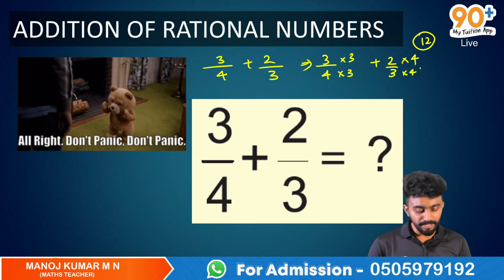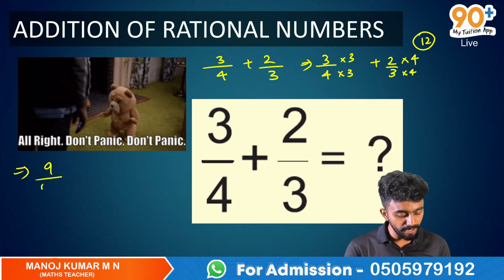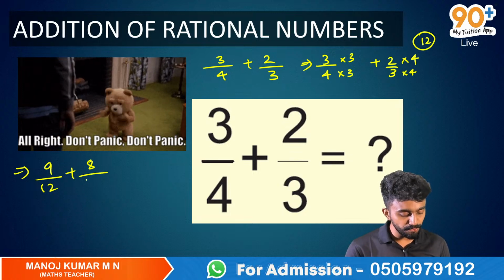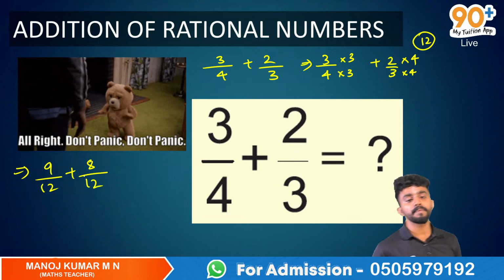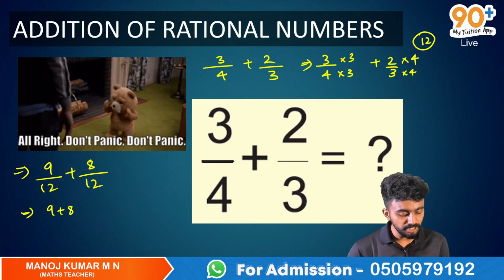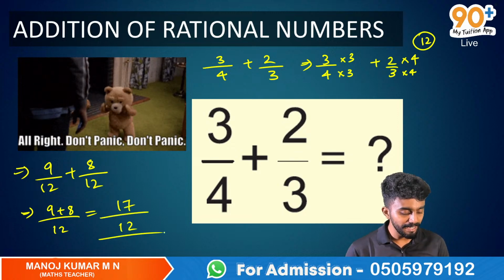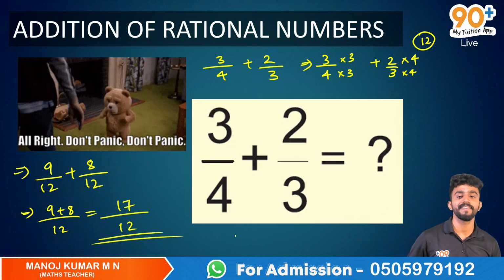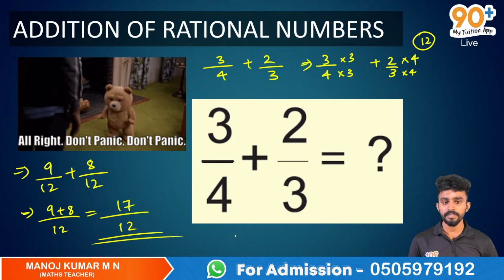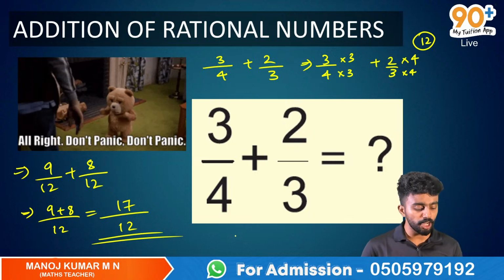So what will happen? This number will become 3 into 3, that is 9. 9 by 12 plus this 2 into 4 is 8. 8 by 3 into 4 is 12. So it will become 9 by 12 plus 8 by 12. The next step I can write it as 9 plus 8 by 12 and the final answer will be 17 by 12. 17 by 12 is the right answer. Understood everyone? Understood? And some of you guys were telling, sir, cross multiplication, we can use the cross multiplication method as well.